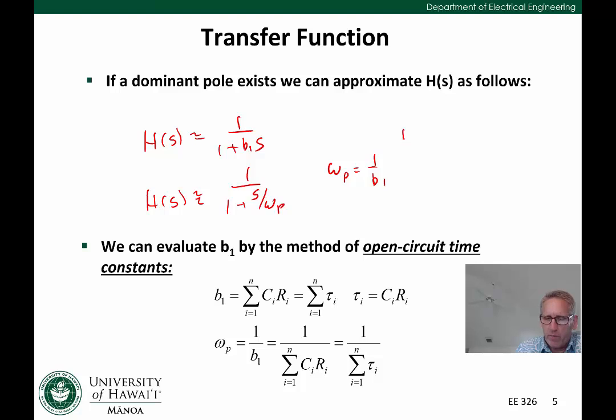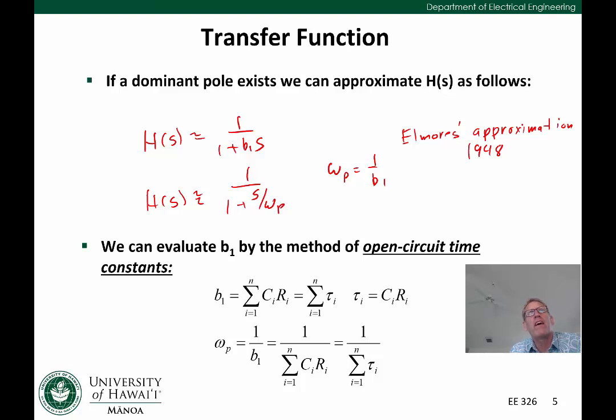This is what's referred to as Elmore's approximation. This is quite old; it's actually from 1948. Again, we're assuming that the zeros are at a higher frequency. Basically what we're saying is that if there's a dominant pole, then it's really only the first term of that polynomial that matters. It's going to be the dominant term, and then we can approximate our transfer function by the first term of the polynomial.